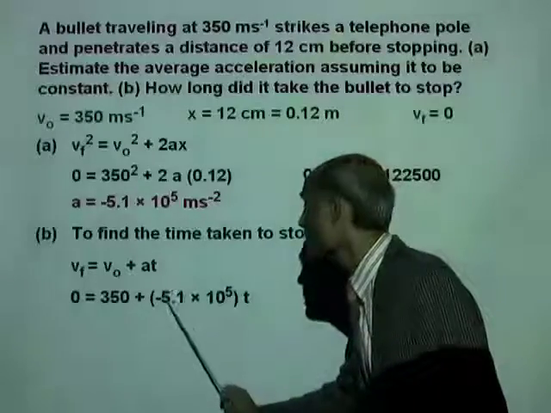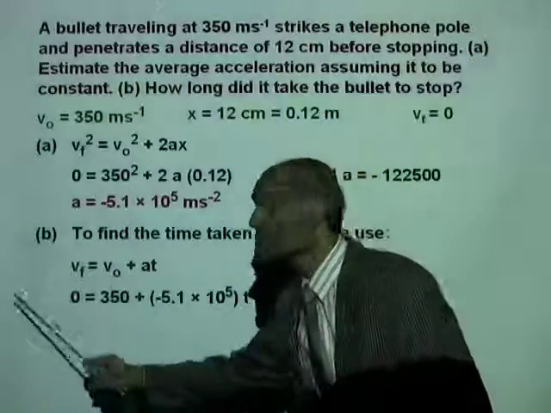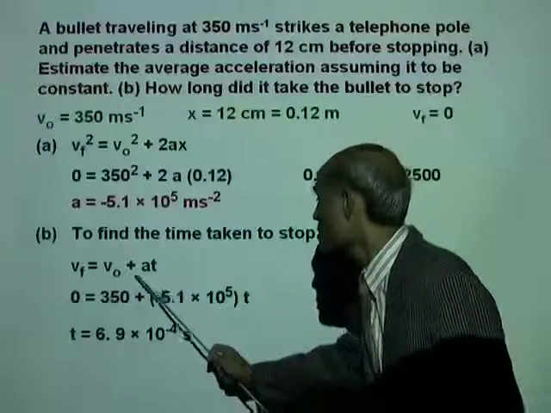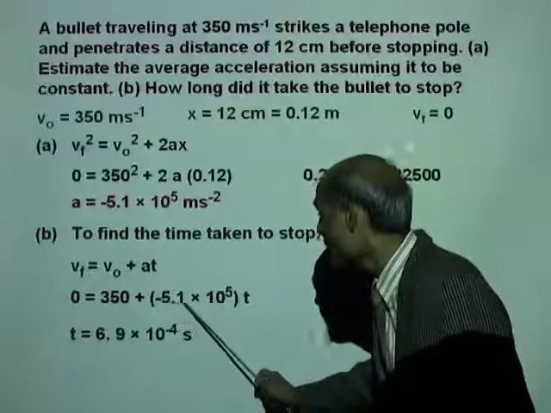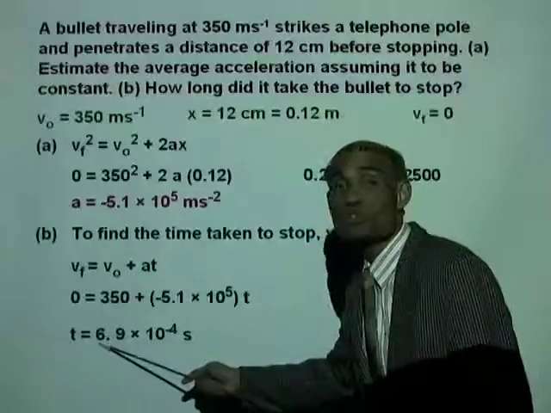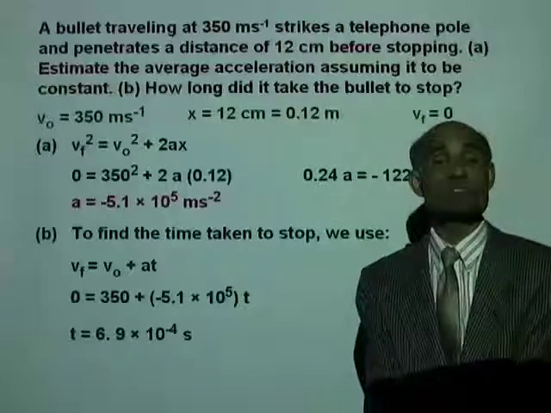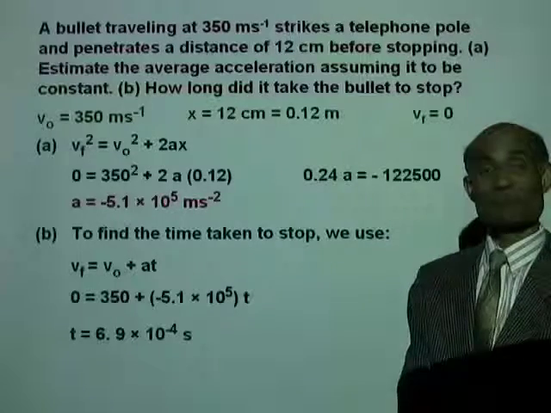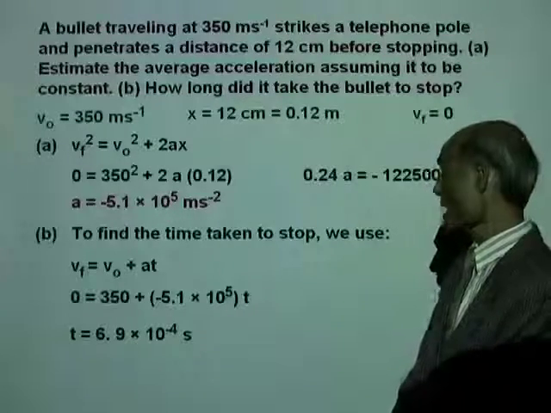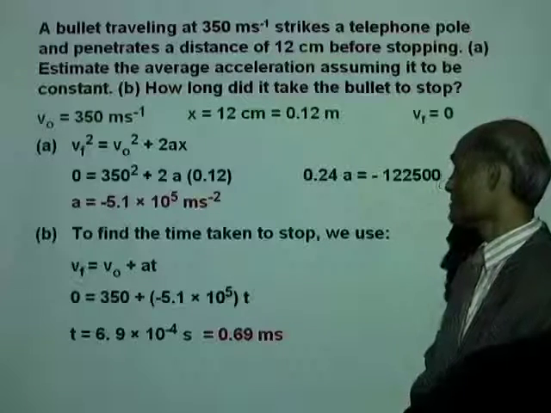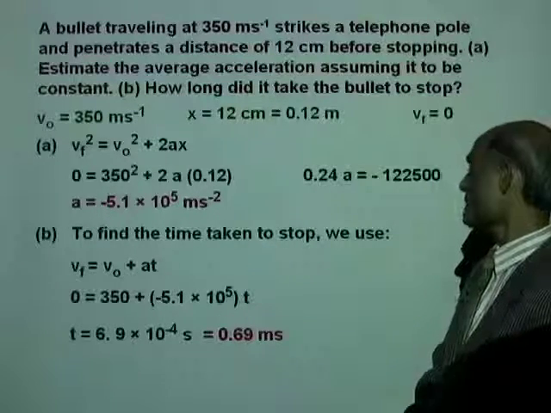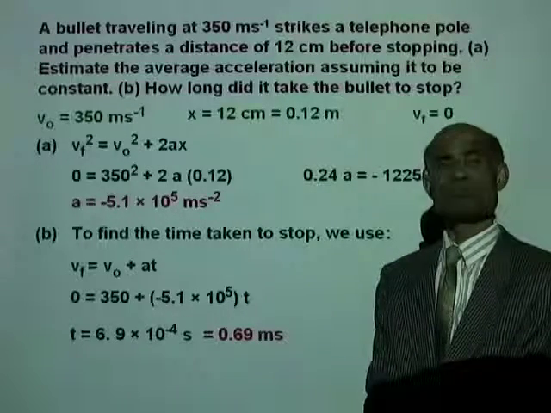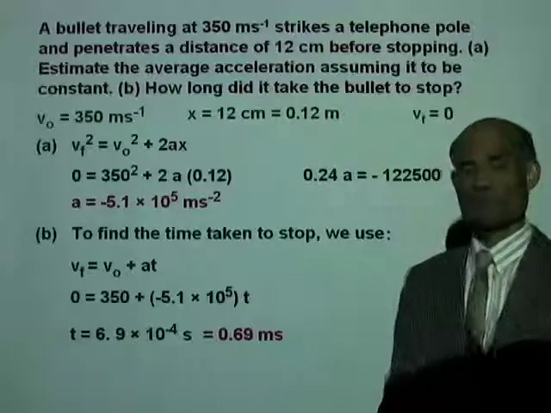This is a negative quantity, which when you take it to the left becomes positive. And so t equal to, you can say 350 divided by this number, which gives you a very small number. t equal to 6.9 times 10 to the negative 4 second. Is that right? It's a very small amount of time. That is about 0.69 millisecond. Is that right?